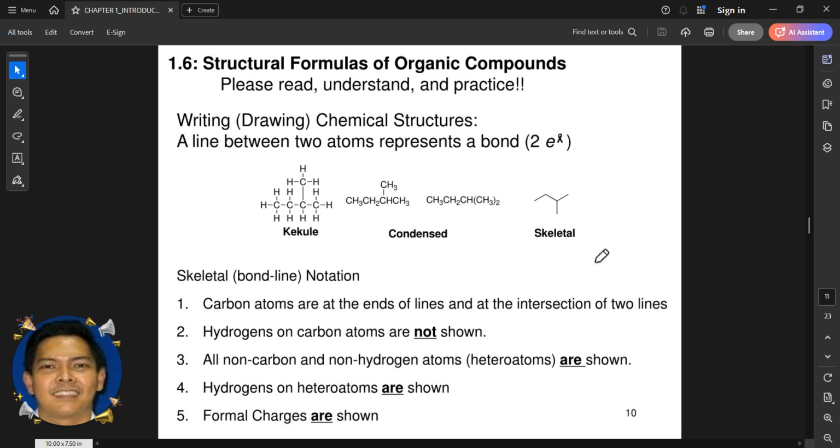Other atoms except carbon and hydrogen are shown in the skeletal notation. Okay, hydrogens on carbon are not shown. However, if the hydrogens are on a heteroatom, they will be shown. And then the formal charges are also shown.